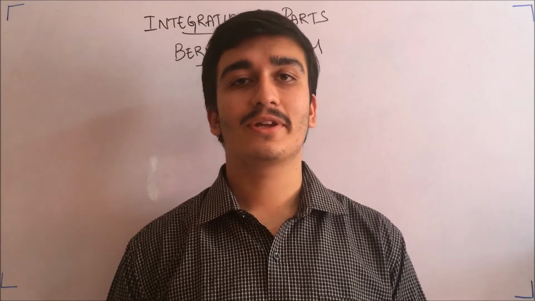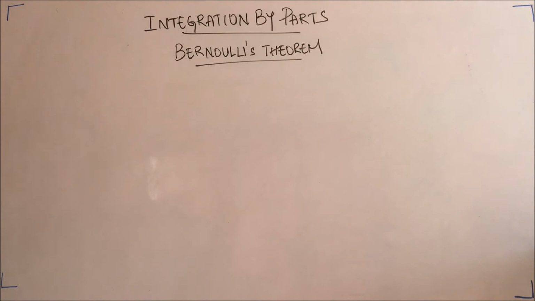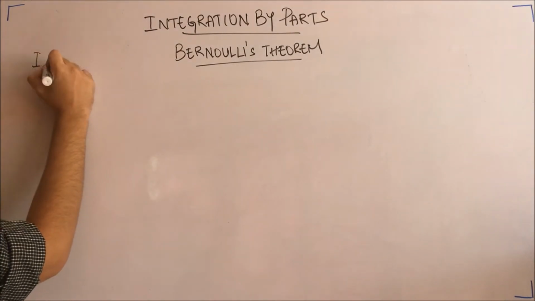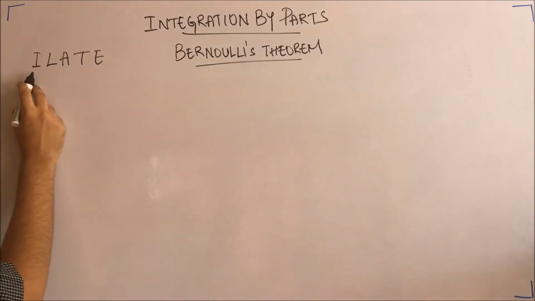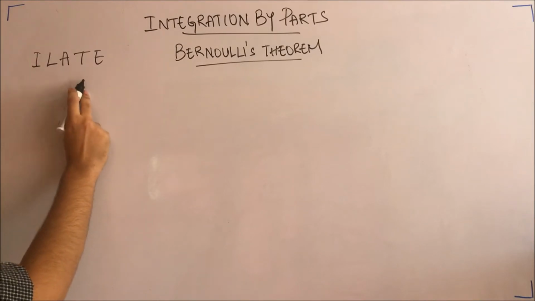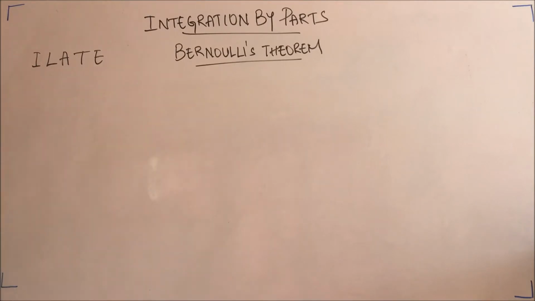So this is a pretty straightforward method, and according to me this is one of the easiest and fastest ways to integrate given two functions. And there's no particular formula as such in this method. You just have to keep this rule in memory, which is the ILATE rule, wherein I stands for inverse, L is a logarithmic function, A is arithmetic, T is trigonometric, and E is exponential function. Now I'll tell you why we require this as and when we proceed.